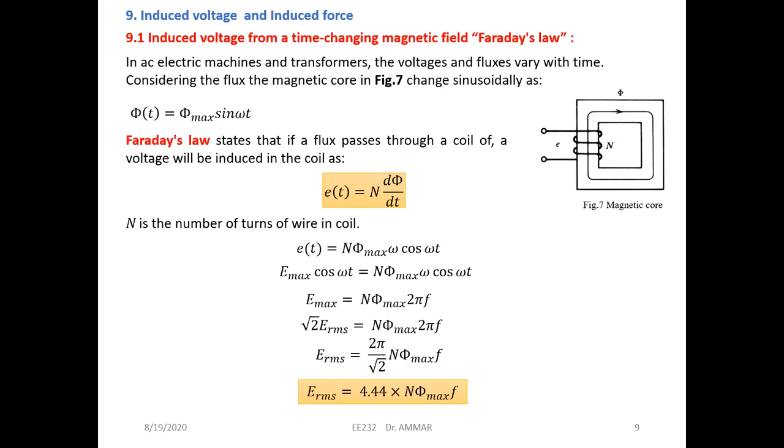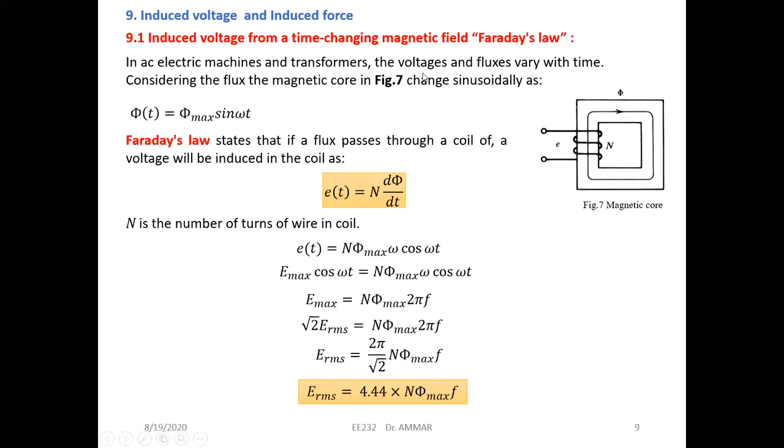For example, the transformer, we are going to see it, inshallah, in the next chapter. We have the primary winding and the secondary winding. If we want to generate a voltage in the secondary winding, we use the flux generated by the voltage of the primary winding. Also in electric machines, if we want to generate a current in the rotor, we use the flux generated with another voltage in the stator. So they are not the same. This is the first case, generating voltage using a time changing magnetic field.